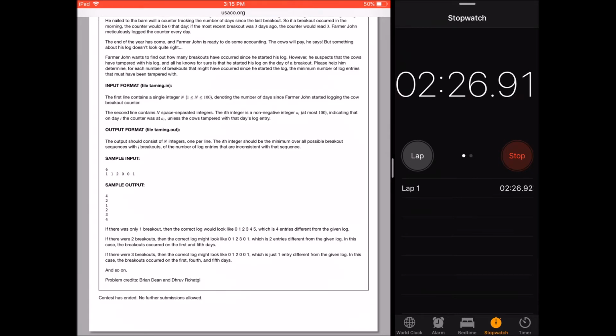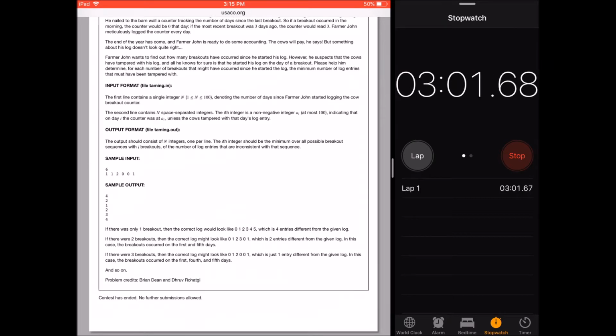Okay, so the first day has to be a breakout, which means that the first number has to be 0. In this sample, we'll put the first number as 1. That will not work. If there's only one breakout, then it has to look like 0, 1, 2, 3, all the way up to n minus 1. And so to solve the problem for one breakout, that's an easy O of n solution. The problem is if you have 2 breakouts.